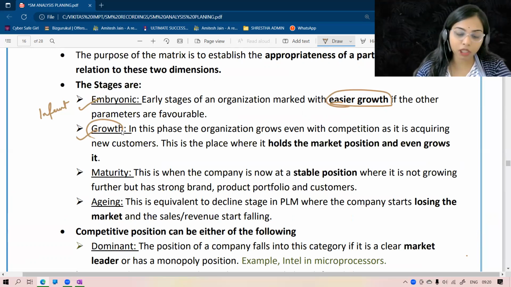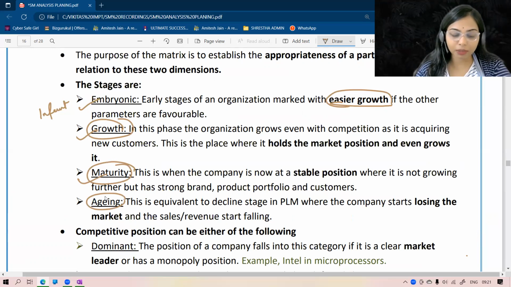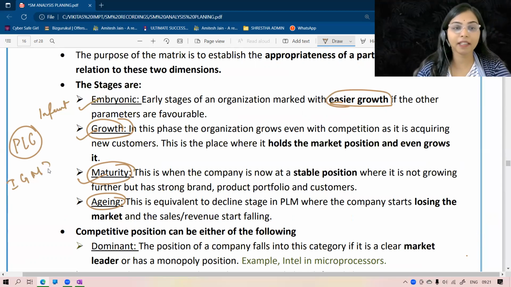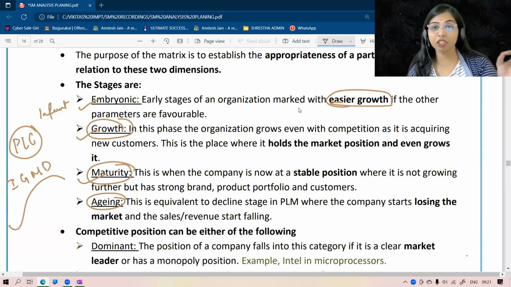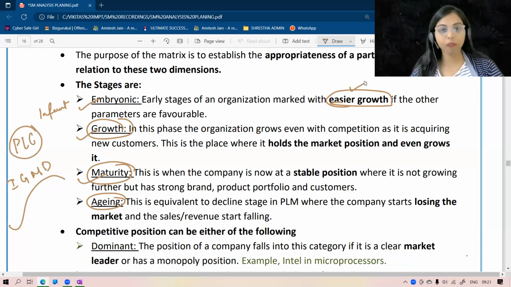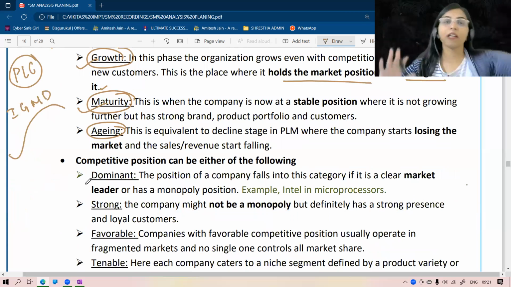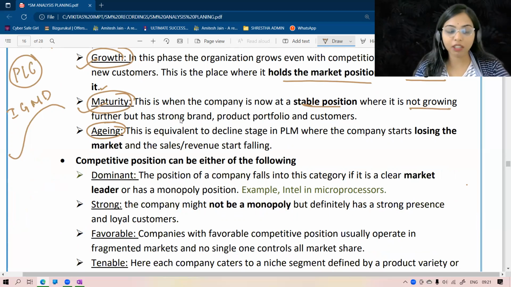Next comes the growth stage, then comes the maturity, and then comes the aging. It is the same as the life cycle, where it says infant, growth, then maturity and decline. So what happens in the embryonic stage? The earlier stages of an organization are marked with easier growth. Next, in growth, it holds the market position and even grows it. Maturity is all stabilized. It is not high, it is not low, but it is a stabilized position. It is not growing further, but has a strong brand image.